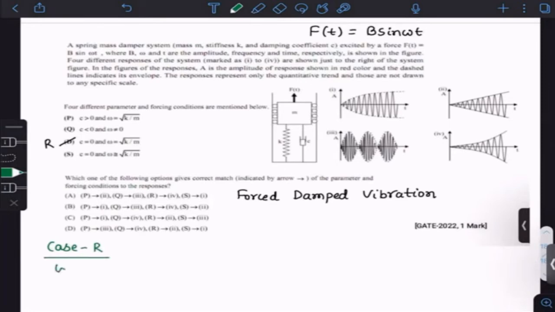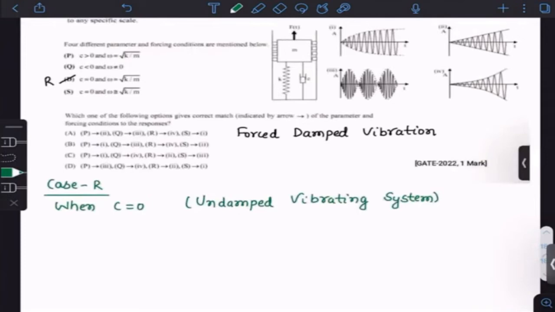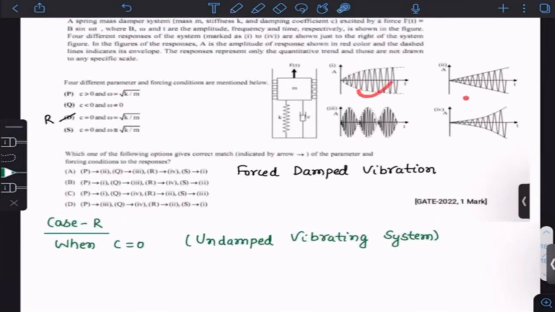When C is equal to 0, the meaning is what? The meaning is an undamped vibrating system. Now, my dear, it is an undamped vibrating system, which we know very well. And here some graphs are there, right? So how can we justify which one is the right answer? So see, that's quite simple.